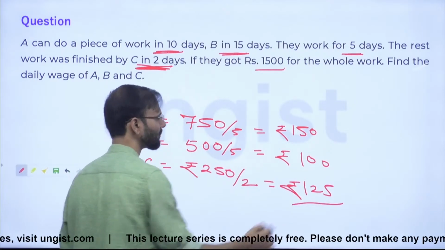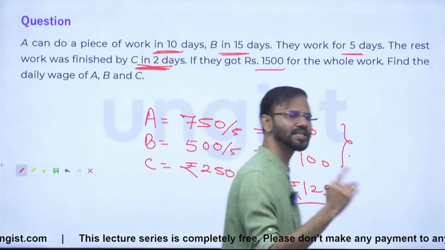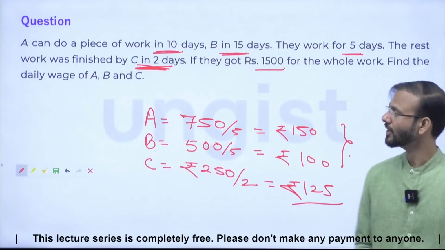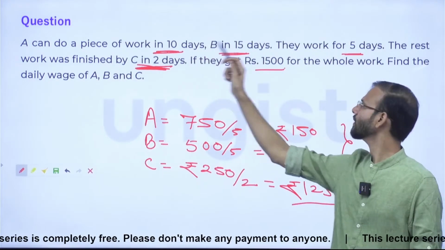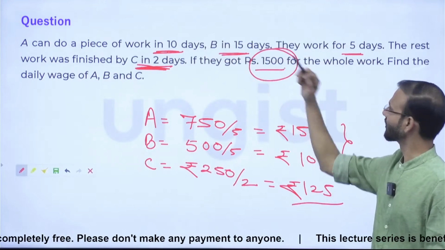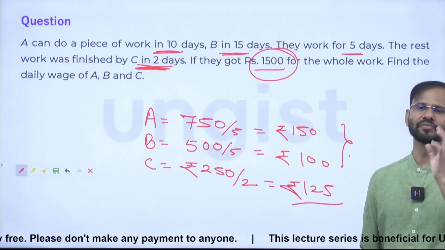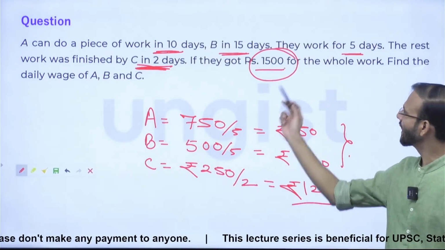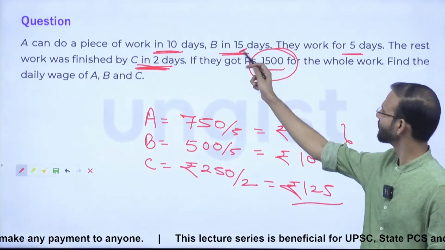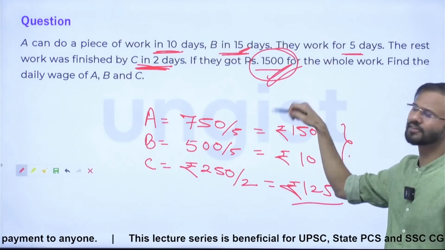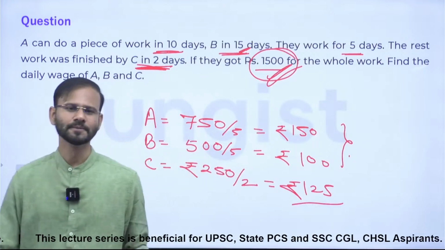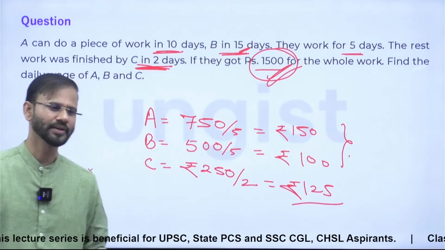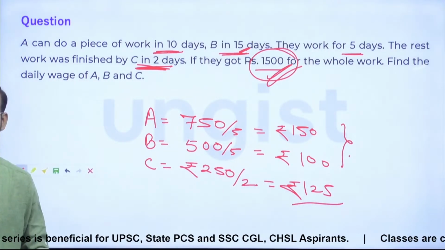और देखिए मैं आपको बताऊं, ये दोनों आंसर्स आप वैसे भी फाइंड आउट कर सकते थे कि if A is doing the entire work working alone in 10 days, and against that he is getting 1500 rupees, so per day he is getting 150 rupees. And similarly, if B is doing 15 days alone and he is getting 1500, he is getting 100 rupees per day. Guys, it is clear? Right? Okay, note it down please.